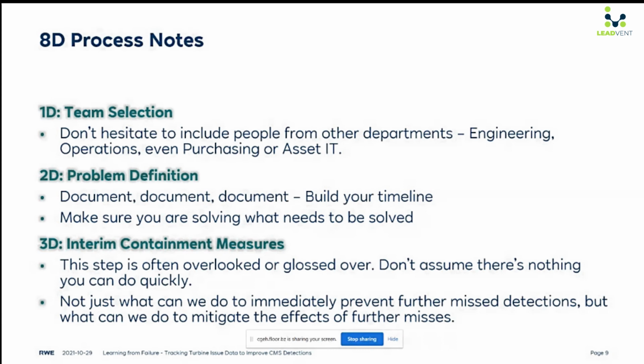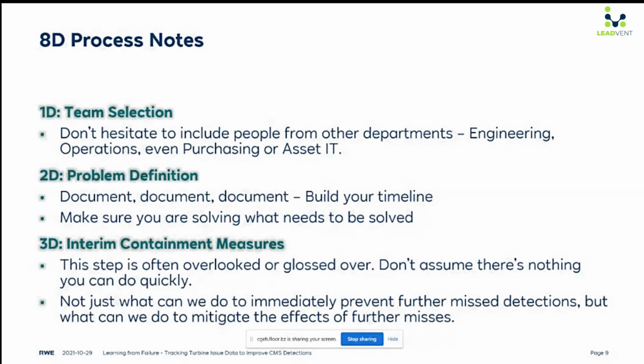Part two, document everything. Every little overlooked whiff of something out of place. Make sure the timeline of events is clear. Also, make sure you are solving what needs to be solved. A lot of these have started with CMS engineers and other people trying to figure out why the part failed rather than figuring out why we missed the failure.